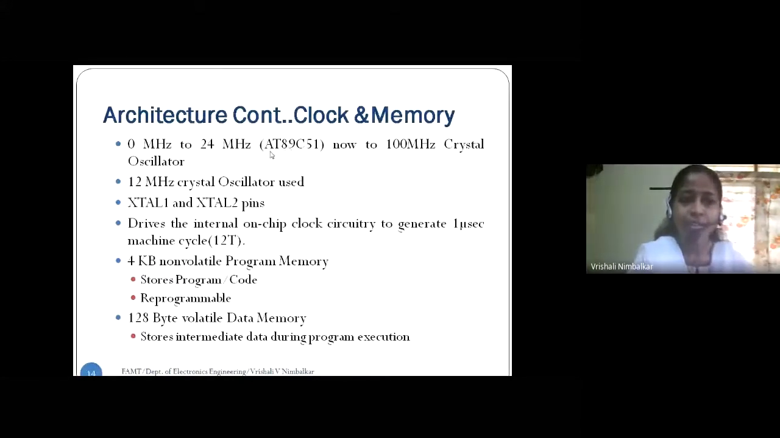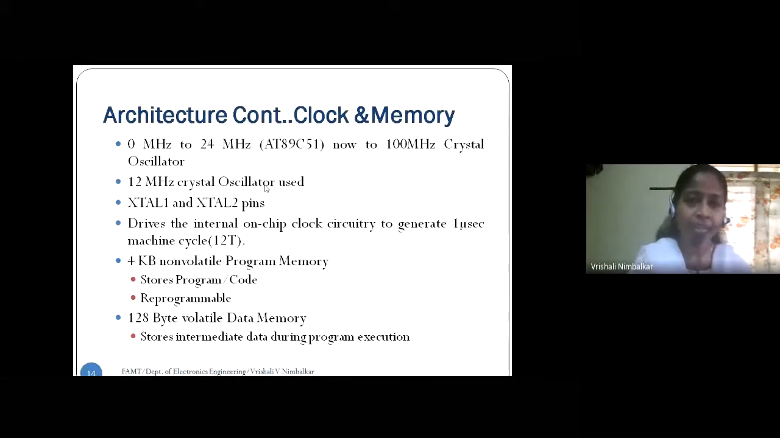So generally, the operating frequency or the crystal that we will be connecting is half of this. So that is a 12 megahertz oscillator. We will be using it as a clock. Correct. Nowadays, you have microcontrollers even operating at a frequency of 100 megahertz. Right. New versions of 89 controllers operate at 100 megahertz. Right. Okay. So 12 megahertz is what we will be using as a clock, crystal oscillator.